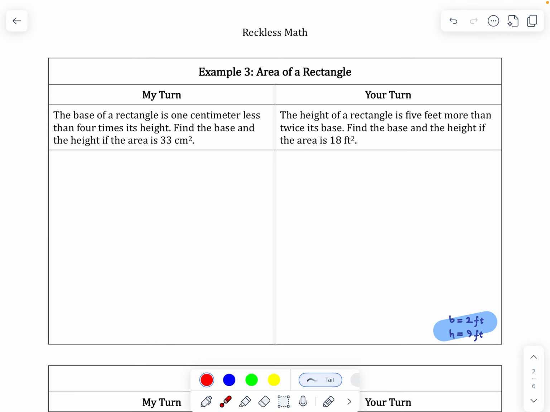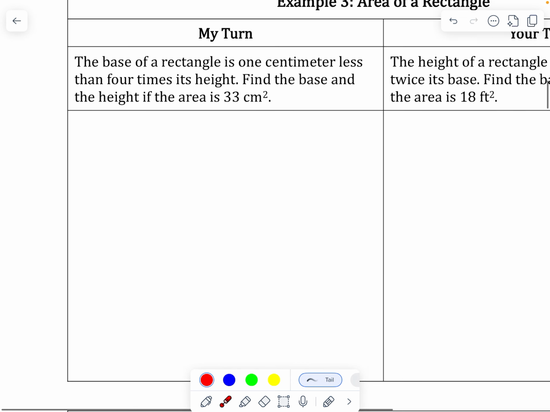Example 3, we're going to deal with the area of a rectangle. The base of a rectangle is 1 centimeter less than 4 times its height. Find the base and the height if the area is 33 centimeters squared. We have to translate this first sentence into an equation. It says the base, I'm going to use B for base, is 1 centimeter less than 4 times its height, right? 4 times the height, that's going to be 4 times h, and then 1 less, minus 1.